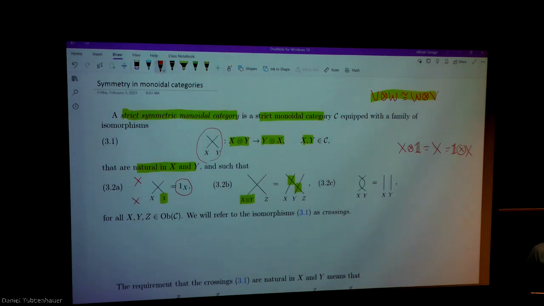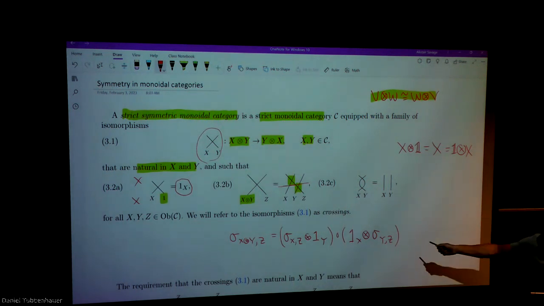If you were to write that algebraically, if we give some notation to this crossing, say sigma, then sigma x tensor y, z, the crossing of x tensor y with z, is the crossing of x with z tensor the identity on y, that's above the red line here, and then below the red line is identity on x tensor the crossing of y and z. You may sometimes see this written purely algebraically as this type of expression, but it looks much more natural when you write it through the string diagrams. This crossing is just built out of the individual crossings.